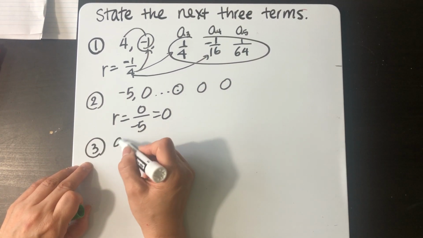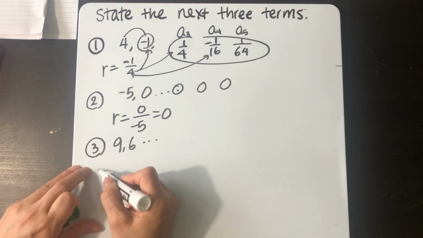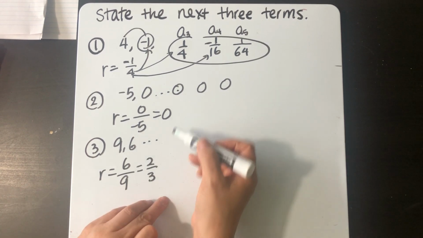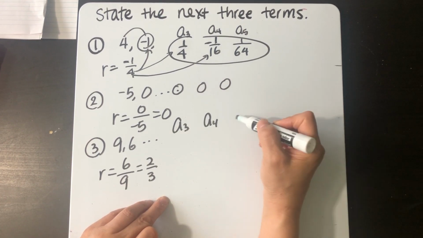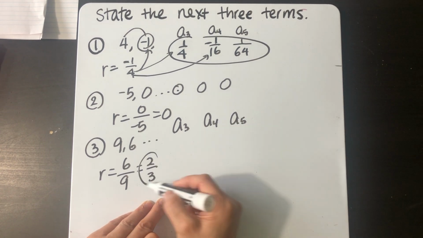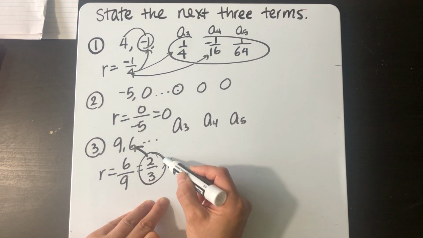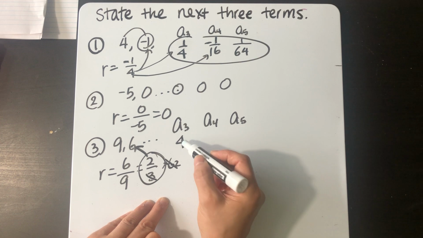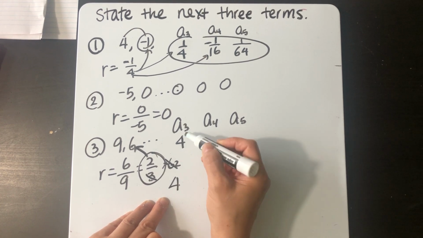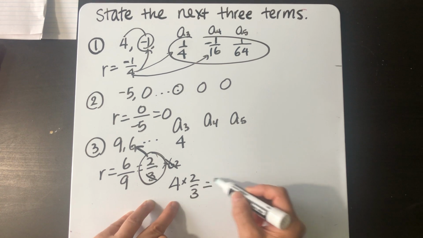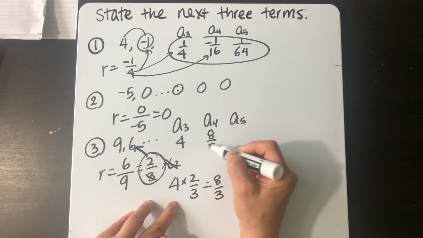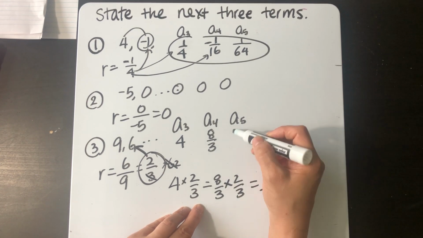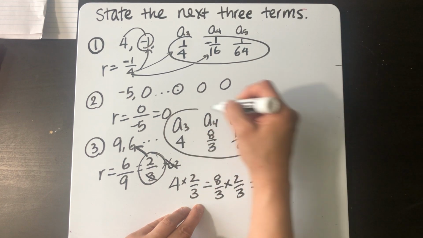Next, you have 9, 6, ... So the ratio is going to be 6 divided by 9, which is 2/3. So the third term, the fourth term, the fifth term. Okay, let's see. This one times that. So 6 times 2/3, it'll be 4. And then to the 4, you times the ratio once again, it'll be 8/3. To that, you times the ratio again, it'll be 16/9. So this is the answer for the third one.